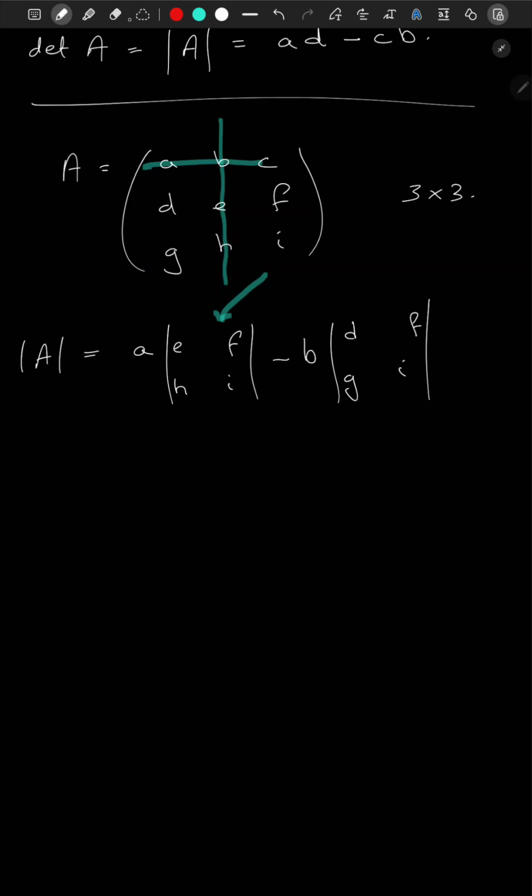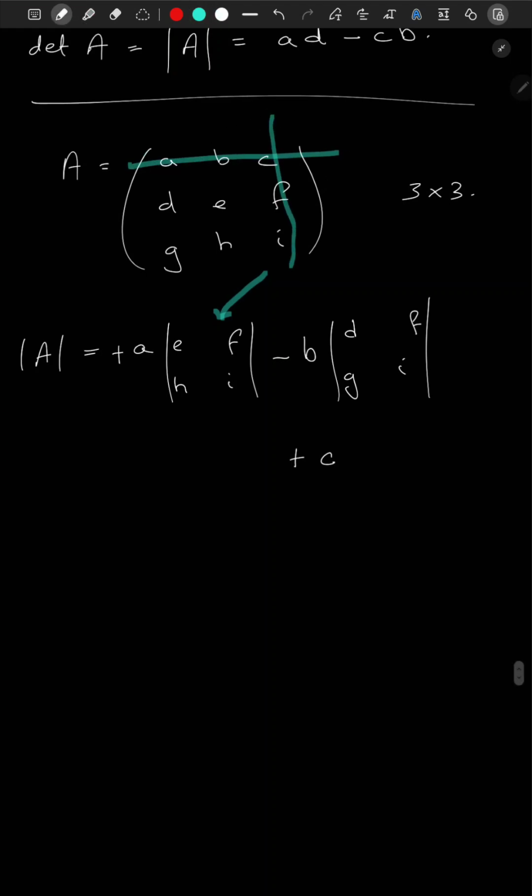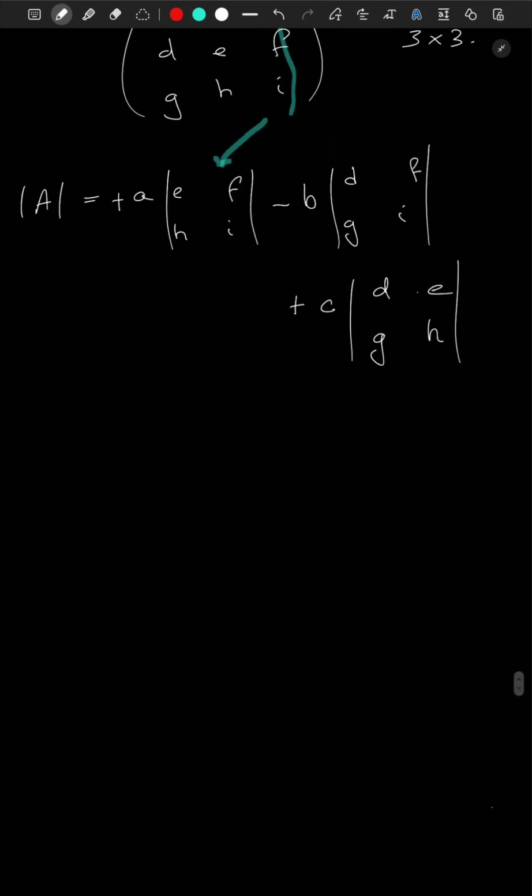Again, for C, we have plus C. Okay, so you have to notice that the sign changes. The first one is positive A, and then it is minus B, and then plus C. So plus C, again we need to eliminate the row and column of C and write down the determinant of D, E, G, and H. Okay, so this is how you have to solve for determinants.